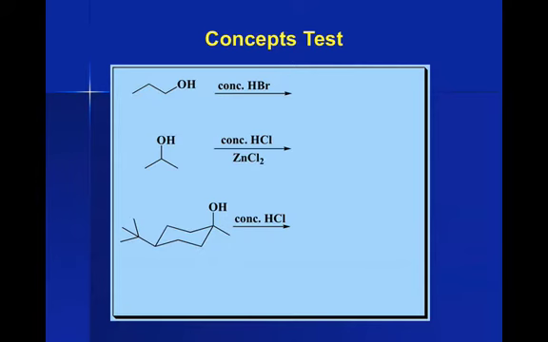Is this going to be an SN1 or an SN2 reaction? It's going to be an SN2 reaction. And so, how would I name the product? 1-bromopropane, that's right. Or what? Propyl bromide would be an acceptable name as well. How about the second one?